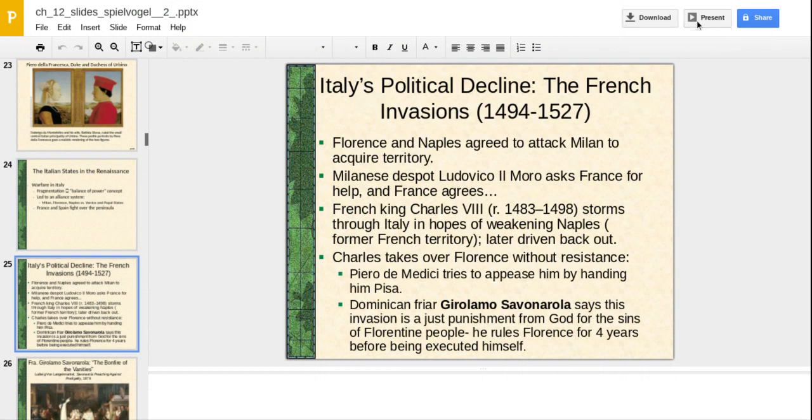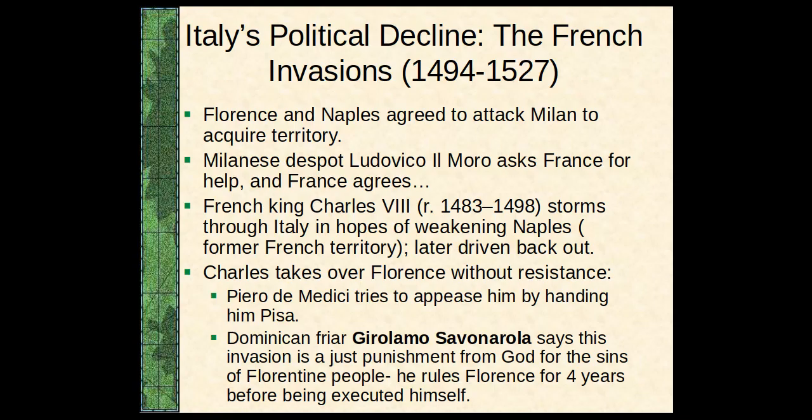All right. Florence and Naples agreed to attack Milan to acquire territory. So again, you're talking about these agreements, and we're in a hole here. We're talking about French invasions that occur for about 30 years here. The Milanese despot, meaning basically the ruler, Lodovico il Moro, asked France for help, and France agrees.